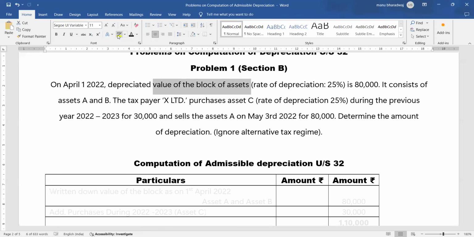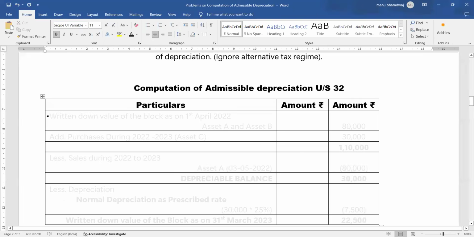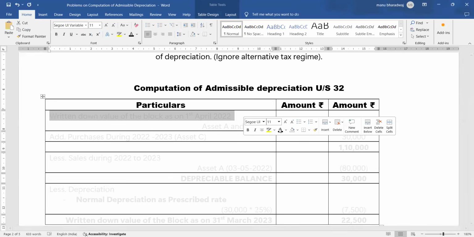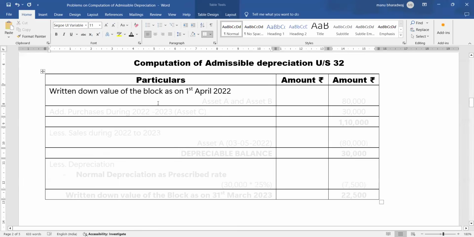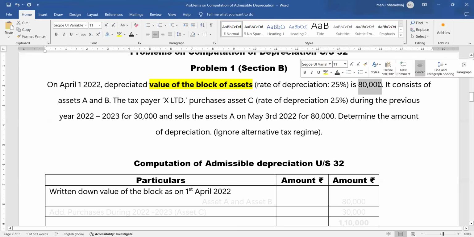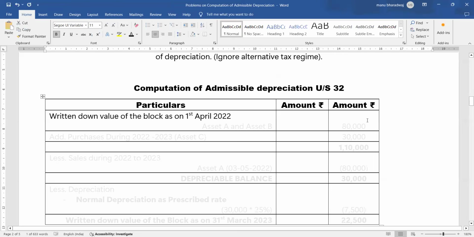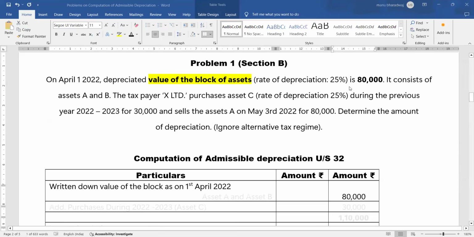This is the written down value, WDV. So in our format, what is the first step? Our first step is to write the written down value of the block as on 1st April 2022. In the question, they have given the amount as 80,000 rupees. So this 80,000 I will write over here. I'm writing 80,000 here.